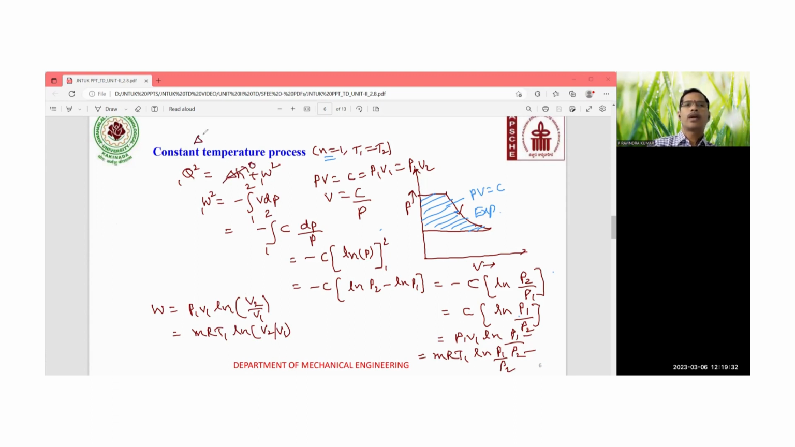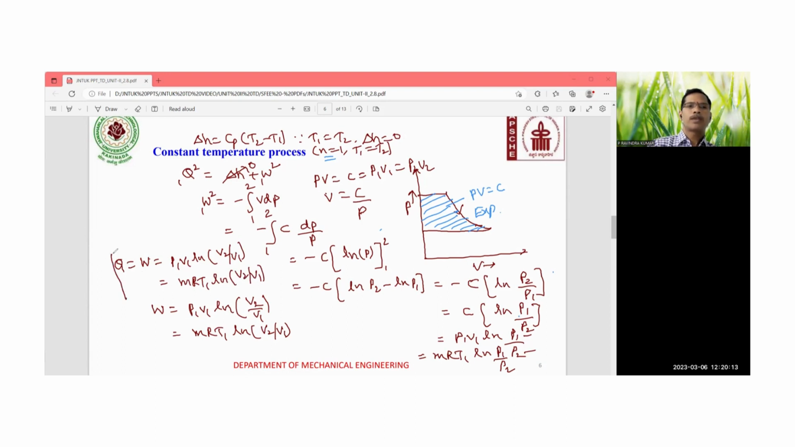Why? Here delta H is equal to Cp (T2 minus T1). Since T1 is equal to T2, delta H is equal to 0, right? But ultimately the heat transfer Q is nothing but equal to W, which is P1 V1 ln V2 by V1, that is nothing but equal to MRT1 ln V2 by V1.